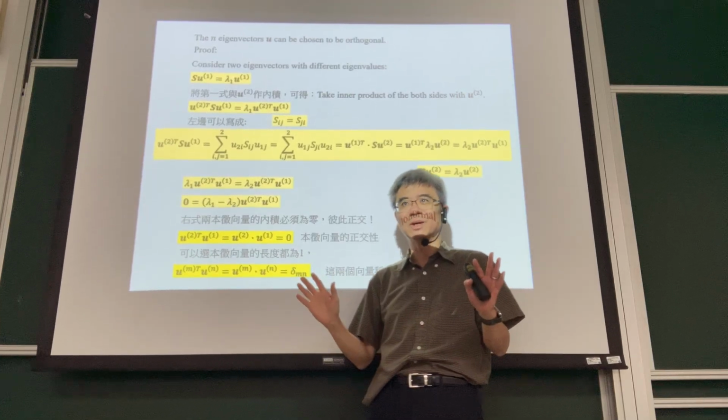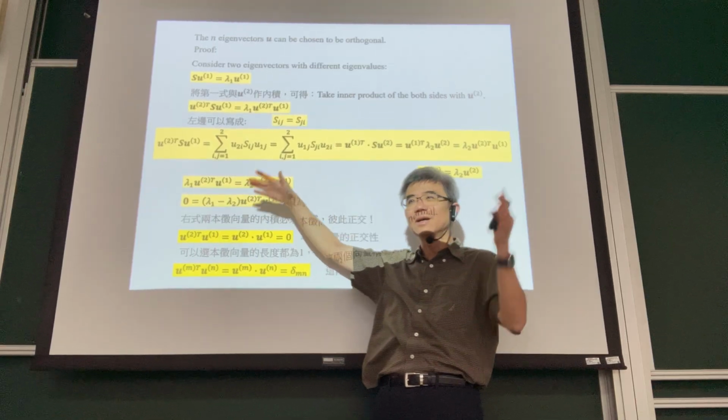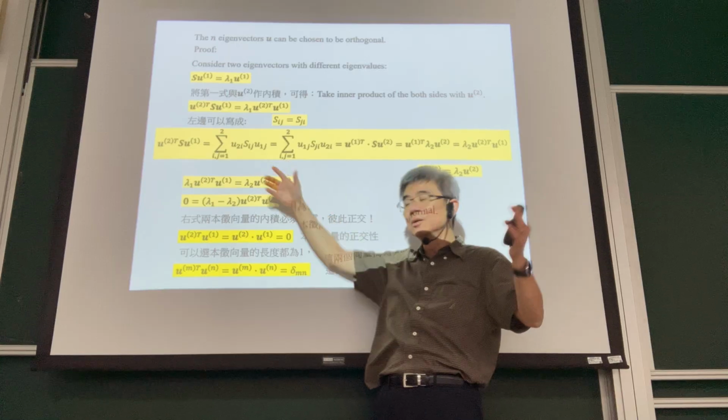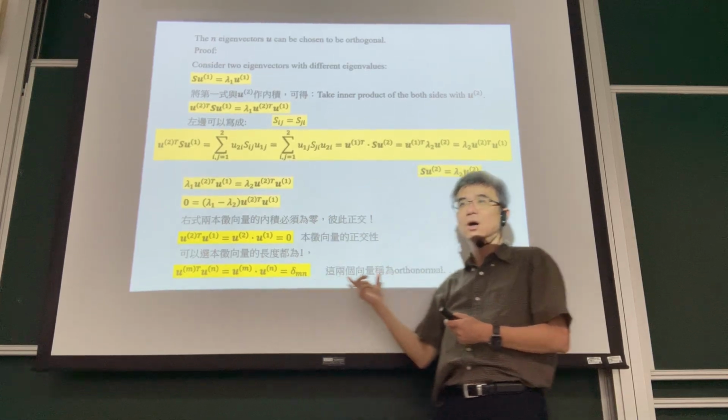Is that clear to everybody? Even if you don't understand the proof, it's okay. I say it can take 3 times, 10 times to understand, but the final result is so important: the eigenvectors are also normal.